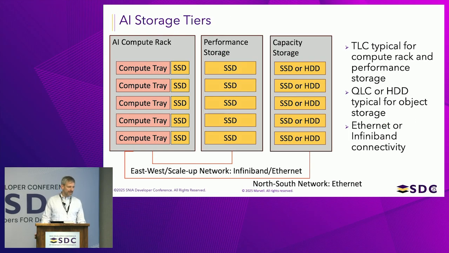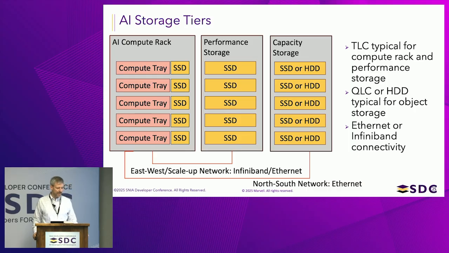Okay, so I talked about an AI compute rack. So there's storage there. As I said, that's local storage within the rack. So performance is important here. But then, of course, lots of data is needed, and that is being loaded into the compute rack from outside. So you have a performance storage tier. So performance is very important here. So that can be a storage server, a storage appliance.